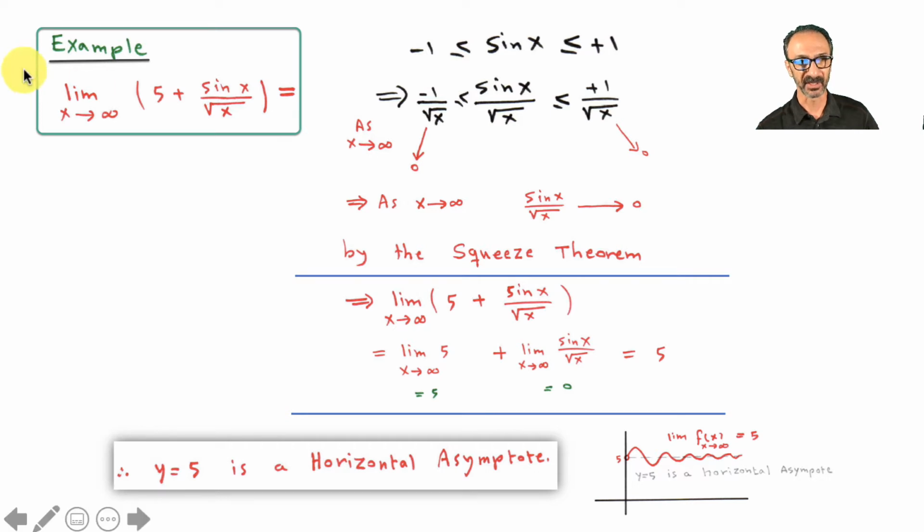You can't plug in negatives anyway with a square root. And because sine goes up and down, the graph is going to increase and decrease. But eventually the denominator is going to be too big, so this is going to be too small. So we're adding very, very small numbers to 5. So it's going to be 5. Even though the graph crosses this dashed line, we still call it a horizontal asymptote. Okay, another example.